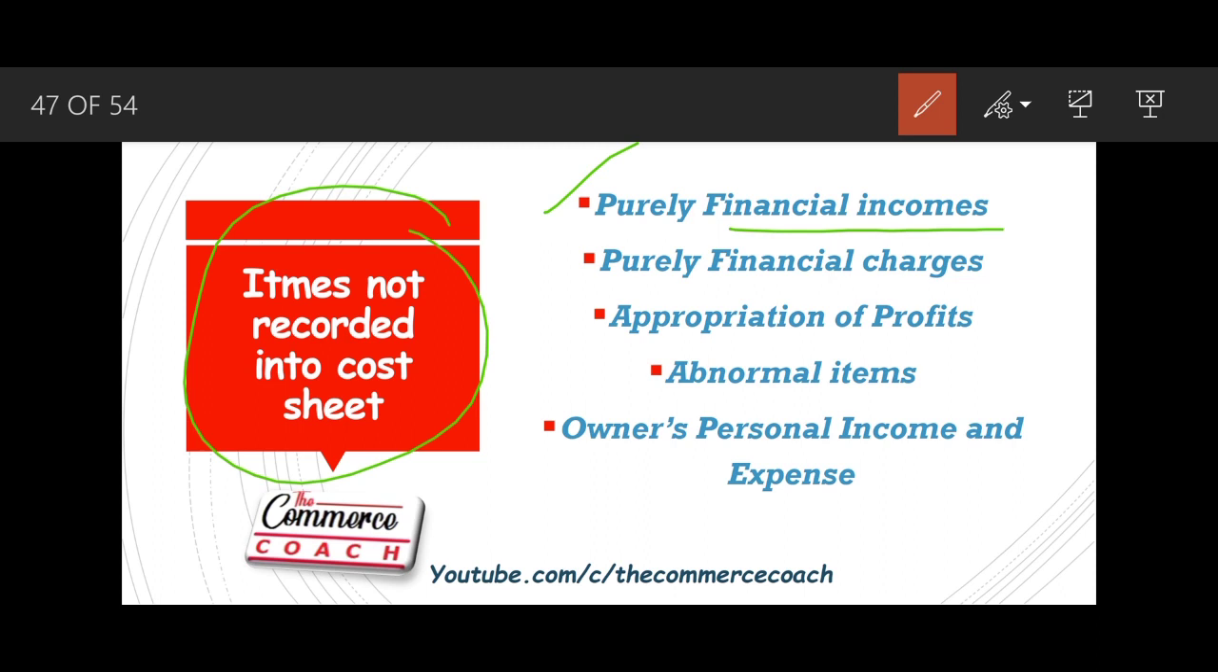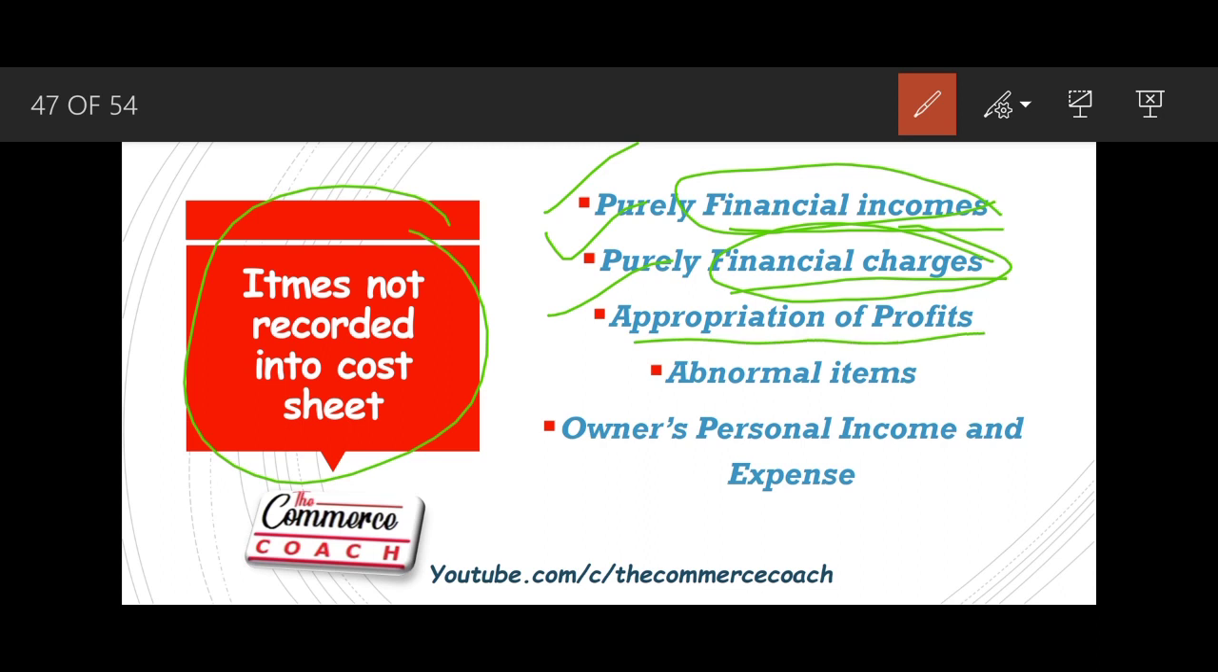What do we mean by financial incomes? I will let you know in a little time. Then we will be having financial charges. If we are not considering financial income, then how will we be considering financial charges? We will not consider appropriation of profits. Let me explain what is appropriation of profit and what is charge against profit.